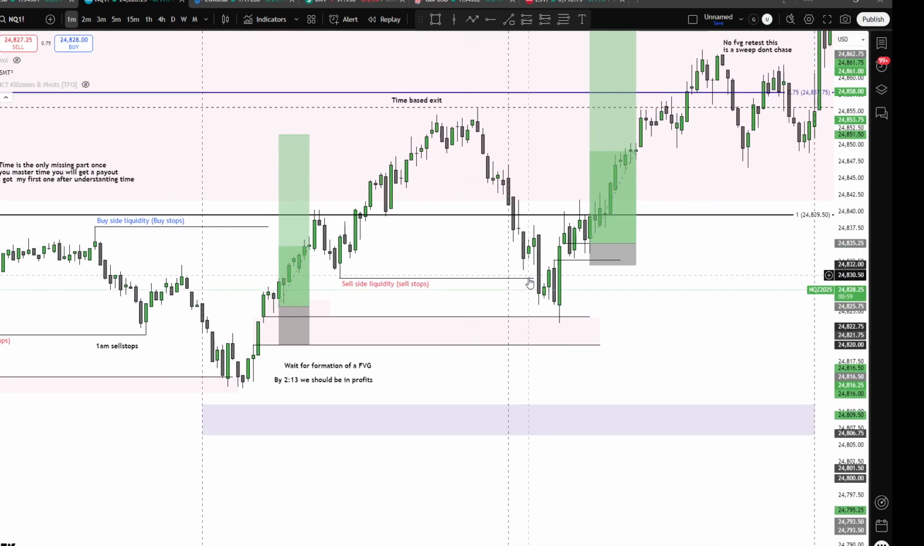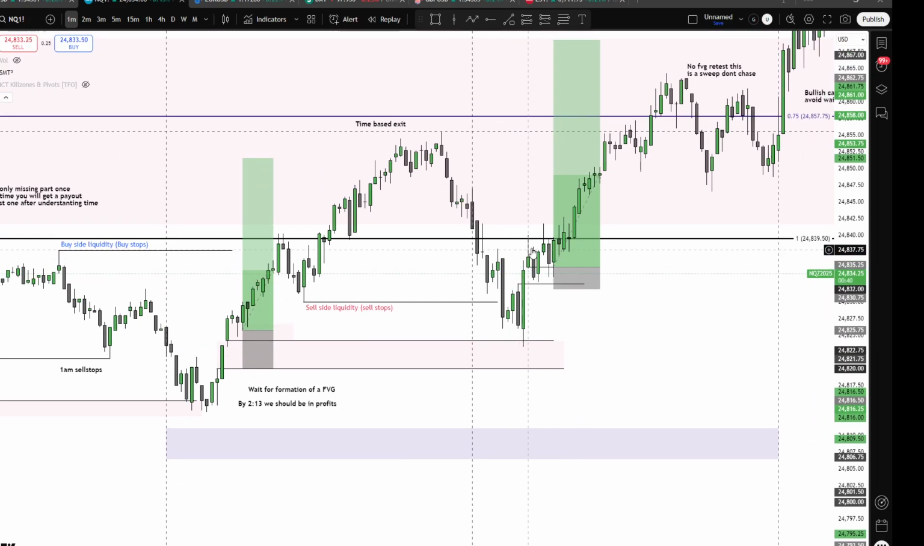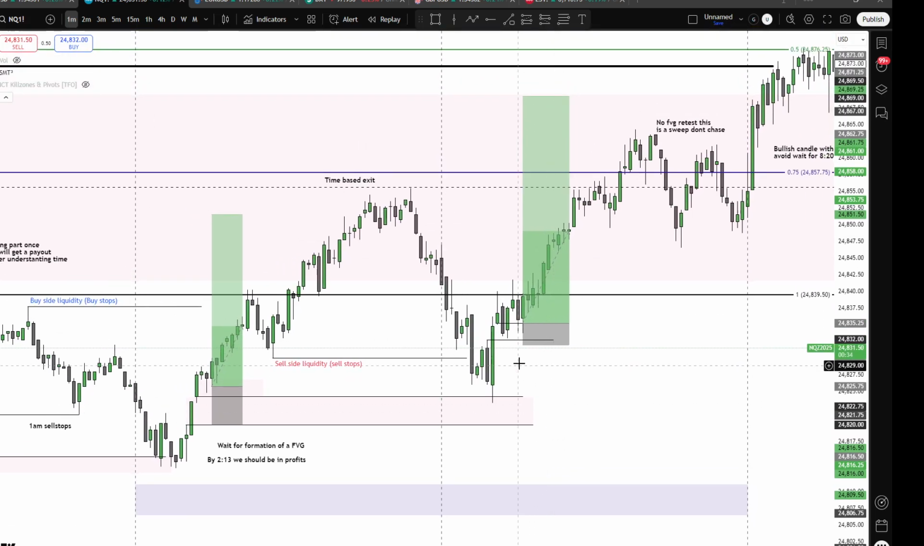Now at 3 o'clock, you do the same thing. If this trade did not activate at 2, it will activate at 2:50. If it didn't activate at 2:50, it will activate at 3 o'clock. At 3 o'clock, you're waiting for a sweep of liquidity. You're waiting for a fair value gap, a bullish candle with a fair value gap, and wait for a retest. Do we bounce off from this gap? If yes, then you can enter that trade, and the next 3 candles should give you profits. If not, exit the trade.